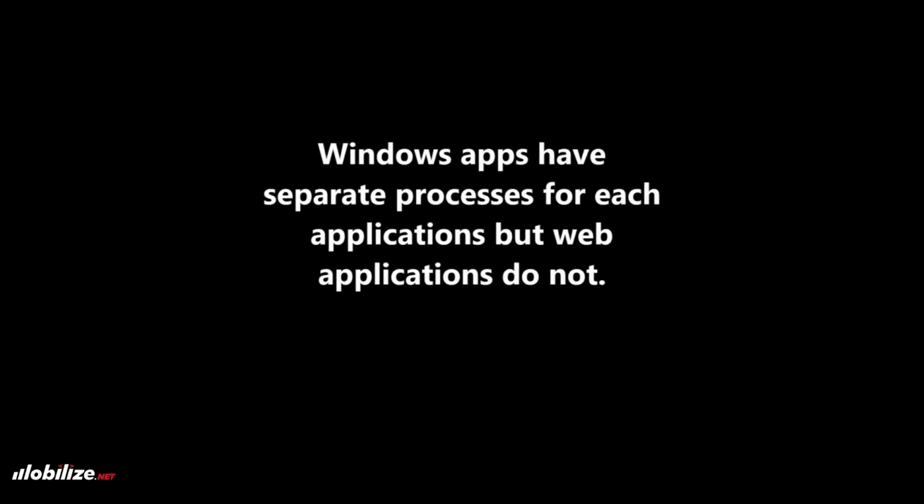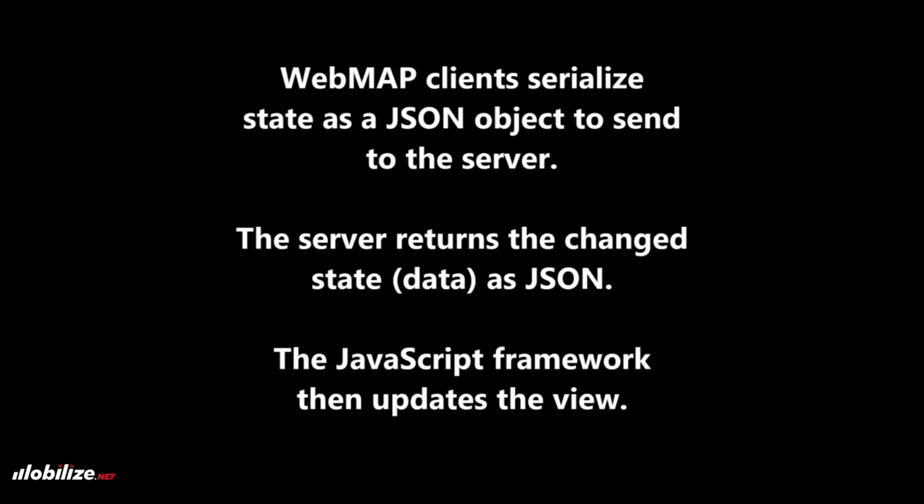In this video, we compared the way Windows handles application state with how WebMAP applications handle it. Windows apps have private memory and processes while web apps do not. WebMAP apps serialize state information as JSON objects to send to the server, and the server returns updated JSON objects for processing by the client. In future videos, we'll take a look at what happens on both sides of those transactions.